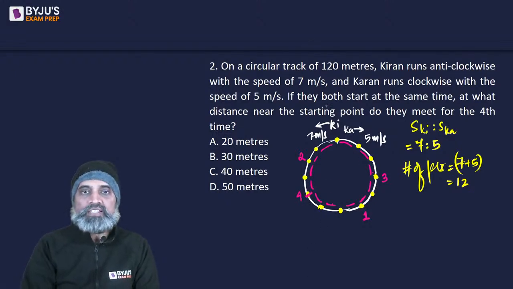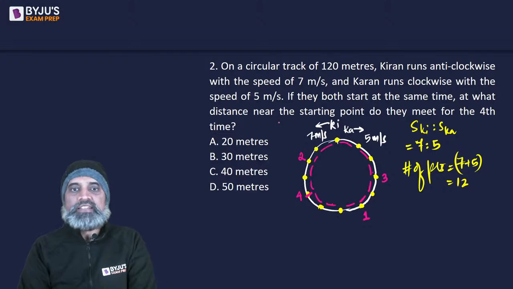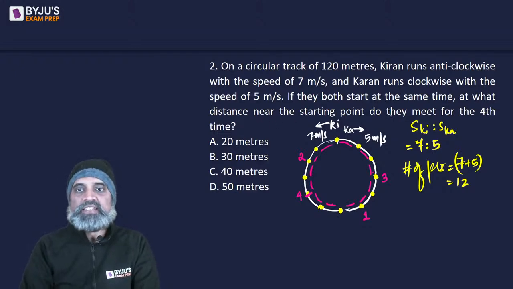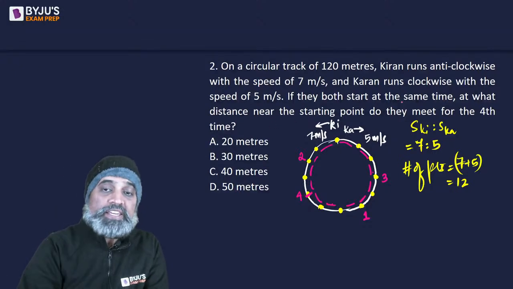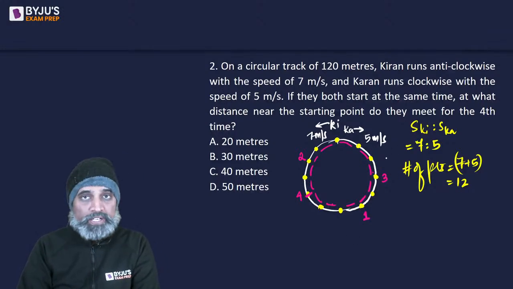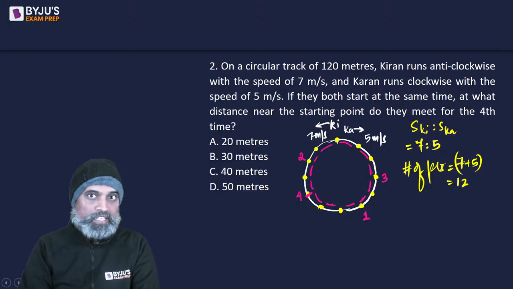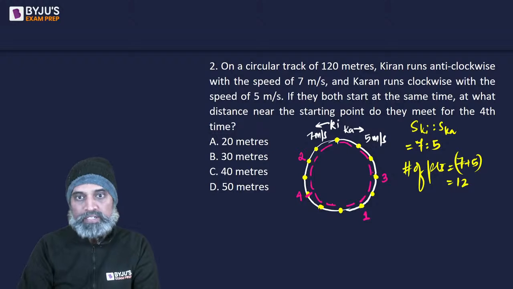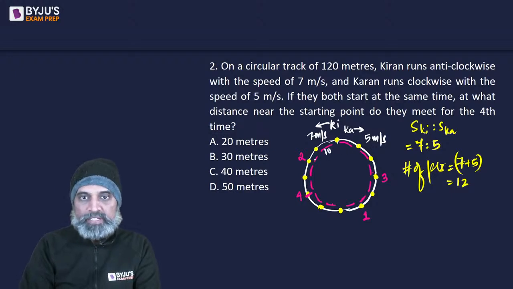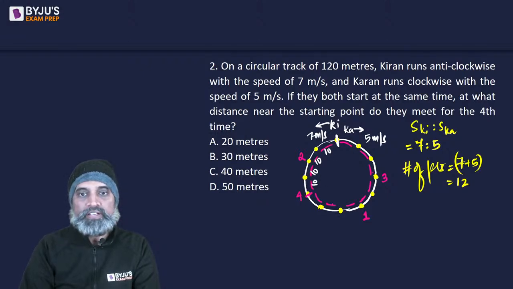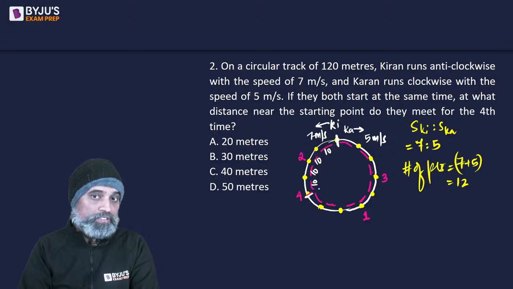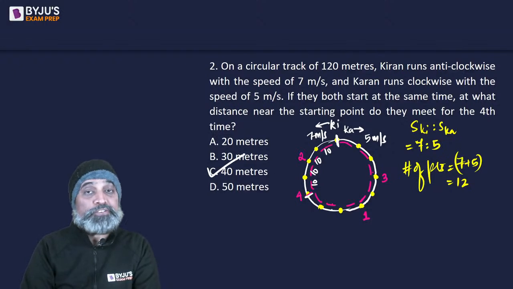Now the question asked is what is the distance near the starting point at which they meet? Well, it is given that the entire length of the track is 120 meters. And if you divide a 120 meter circular track into 12 equal parts, each part will be a 10 meter part. So this is a 10 meter distance, this is a 10 meter distance, this is a 10 meter distance, this is a 10 meter distance. So from the starting point, the fourth meeting point of theirs is 40 meters away.